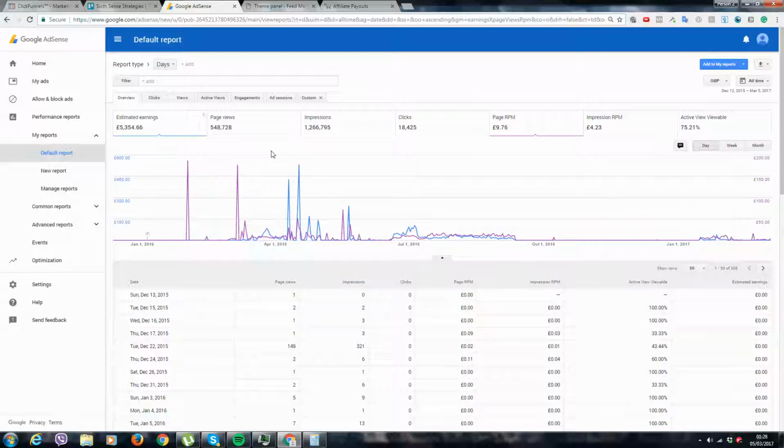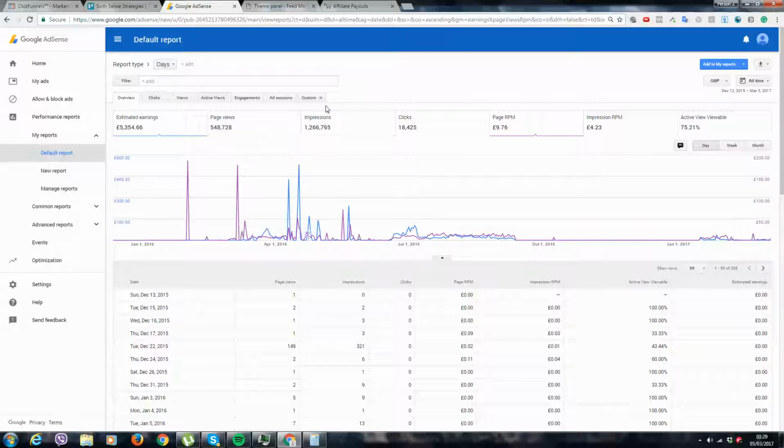So estimated earnings is simply how much you have earned. Okay, page views is page views, this is how it works. A page view is each single visitor to your site. So it doesn't matter how many ads you have on a page, you're only going to get one view for every visitor that comes to that page. Okay, so that's one page view. So for every time someone lands on your page, you get one page view.